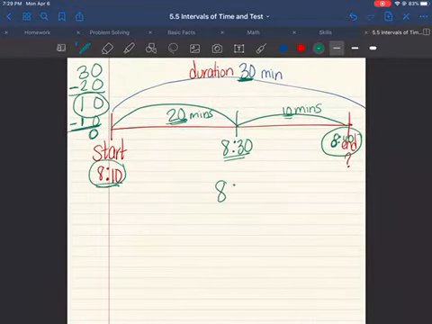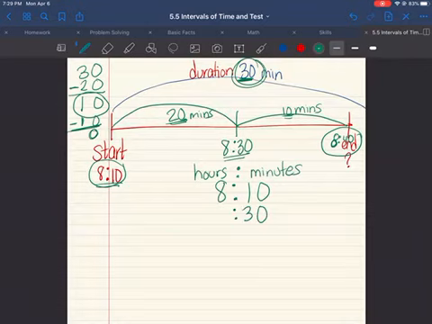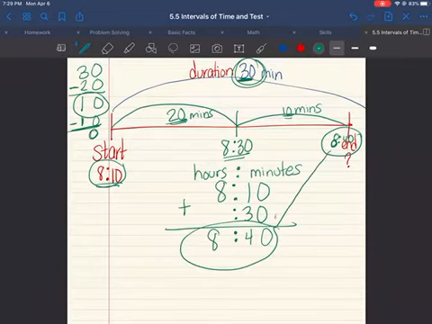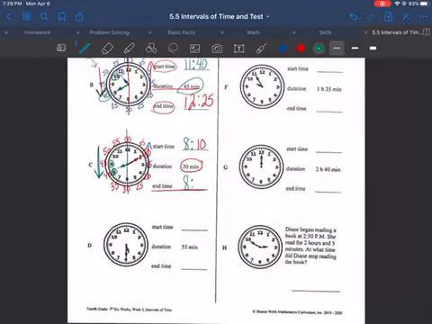I'm going to do it using the standard algorithm. So we start with 8:10. Remember, these are hours and these are minutes. They want me to add 30 minutes. So how much would that be? Where would I end up at? 0 plus 0, 0. 3 plus 1 is 4. Now I'm going to do the hours. Plus nothing, 8. Notice that it matches my answer. So my end time was 8:40.